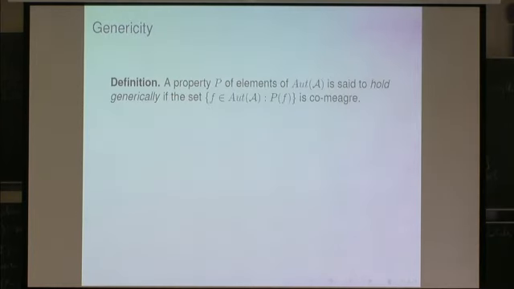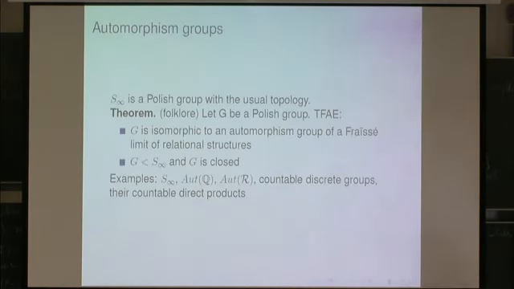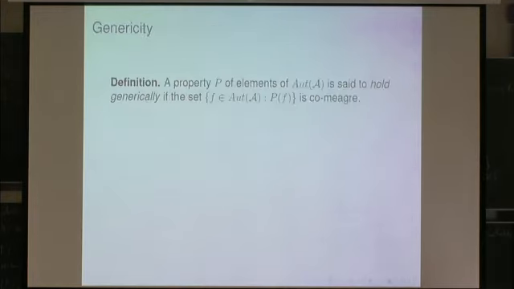Okay. So our first aim is to understand the typical behavior of the elements of such an automorphism group. So we will say that a property of elements holds generically, or is typical, or the typical element has a certain property, if that property holds with a meager exception. Okay?